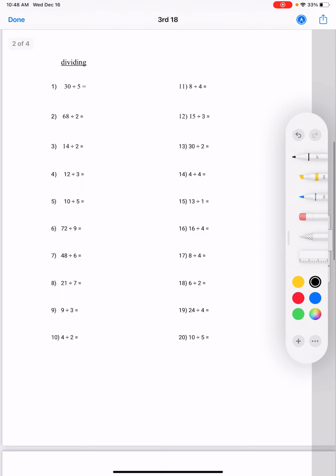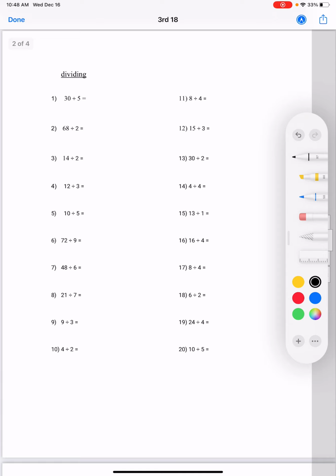Okay, next worksheet is dividing. So dividing is like multiplication, but the reverse. Okay, so for number 1, we have 30 divided by 5.